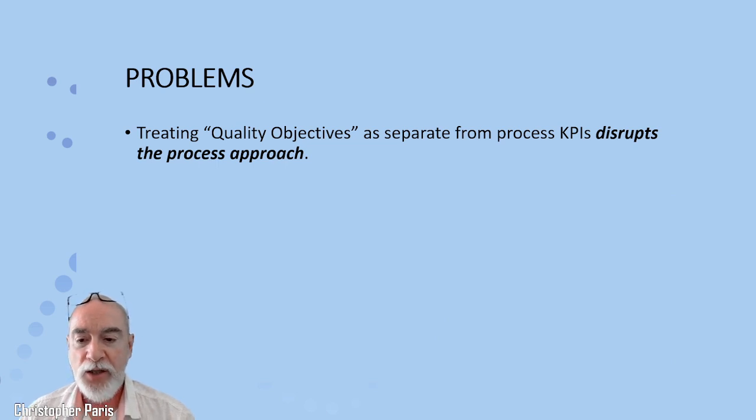First, by treating quality objectives as something separate from KPIs, this disrupts the entire process approach. And I'm just going to tell you this: your KPIs are your quality objectives. They're the same thing. Now, there are going to be consultants right now insisting, "Oh my God, what he said is not true," and they're not going to make any sense. They don't make any sense.